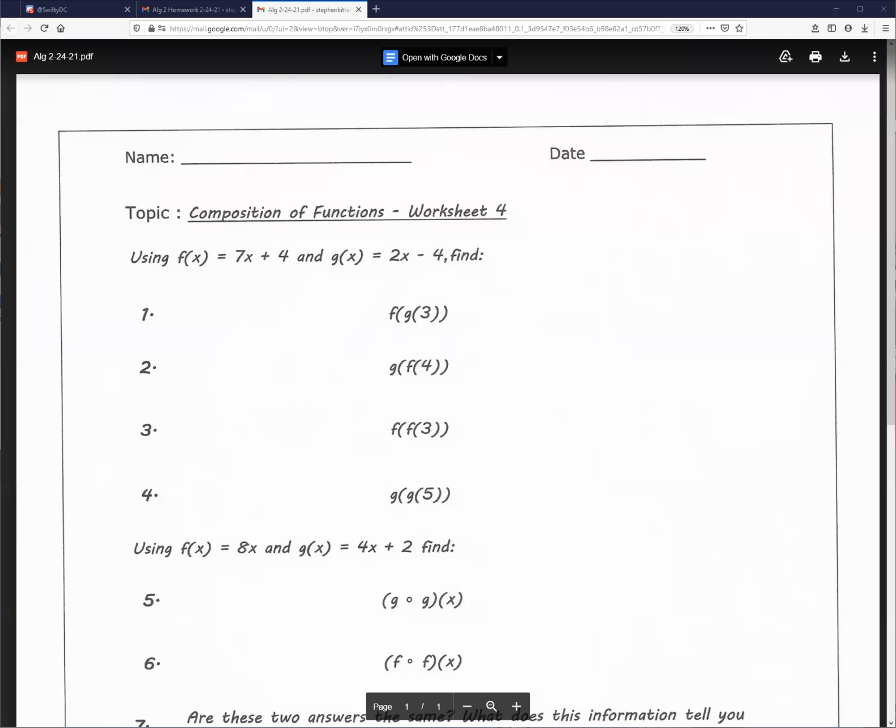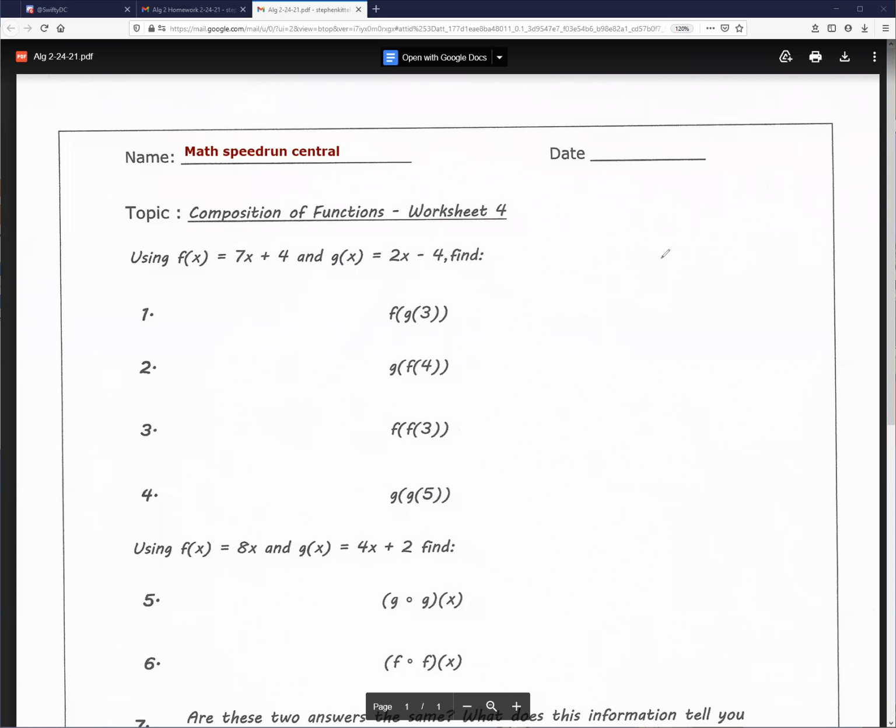So folks, we are gonna speed run a math worksheet here on composition of functions. Math speed run central. Here we go. So we've got f of x is 7x plus 4, g of x is 2x minus 4.